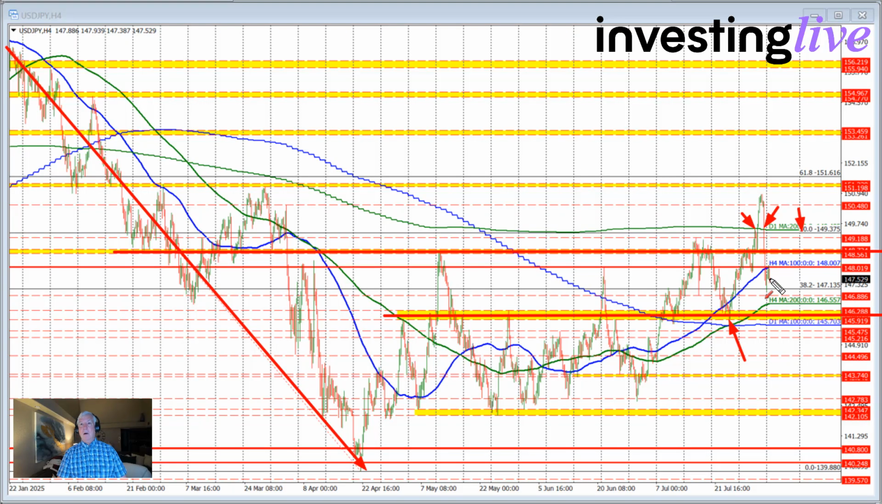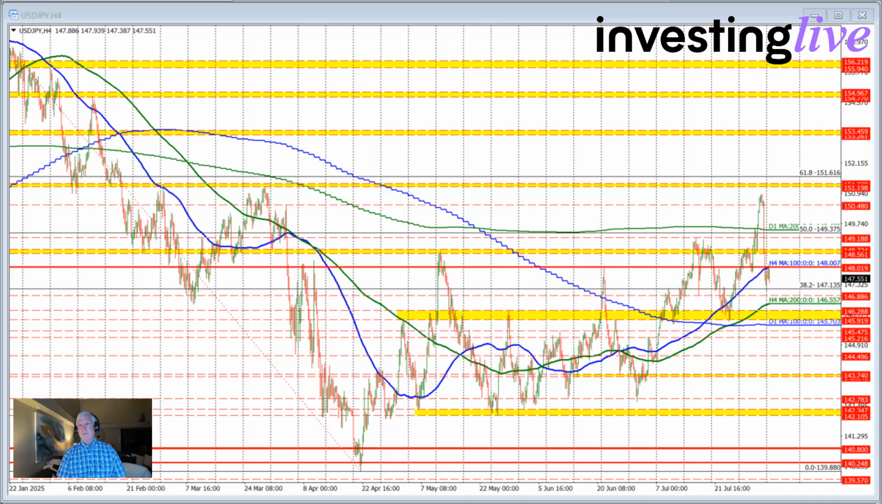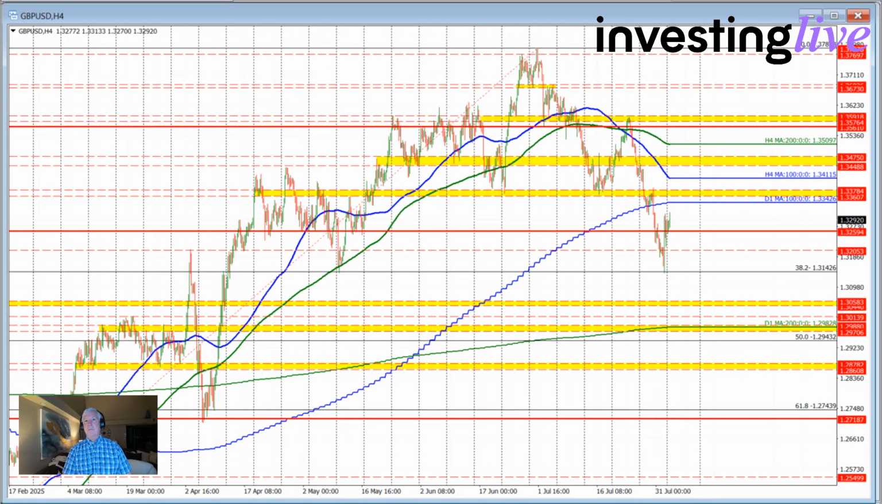But over time, in this trading week, if we see further dollar selling, we could see price move back below that level. For sellers looking to keep that momentum going, you don't want to see the price move back above the 100 bar moving average here at 148. That's our big resistance level now for the dollar versus yen, the risk-defining level for traders.